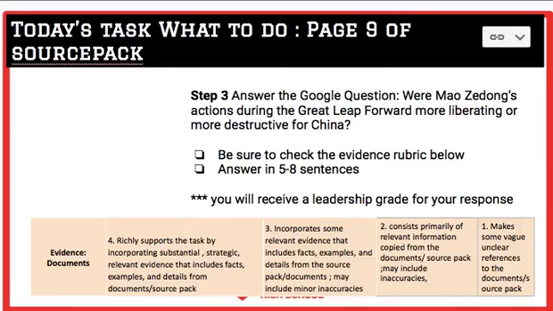Now, when you are done with that Google question, that is your responsibility for Global today. Make sure that you write 5 to 8 complete sentences. Make sure that you put quotations around your response so that you are properly citing your evidence. Put what source it came from. Talk about the point of view of the source. Talk about how they compare to each other.